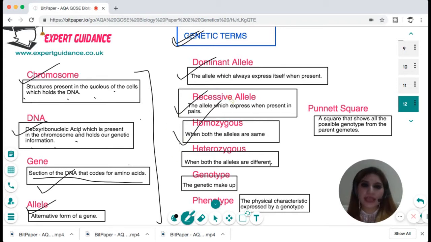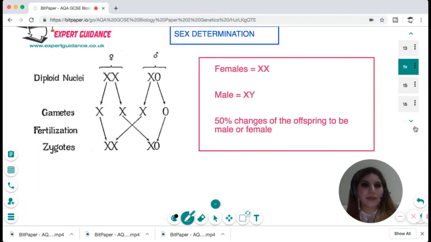Homozygous is when both the alleles are the same. Heterozygous is when both are different. Genotype is the genetic makeup. Phenotype is the physical characteristics expressed by a genotype. A Punnett square is a square that shows the possible genotypes from the parent gametes. Now let's take an example of a genetic cross. Let me show you a genetic cross and how it can be used to predict the various combinations of the offspring. And in the exam, you should be able to write what the genotypic ratio and the phenotypic ratio would be. Okay, so let's have a look.